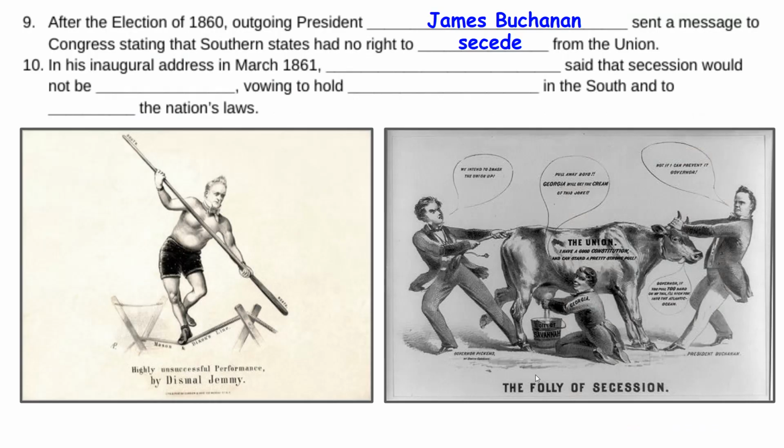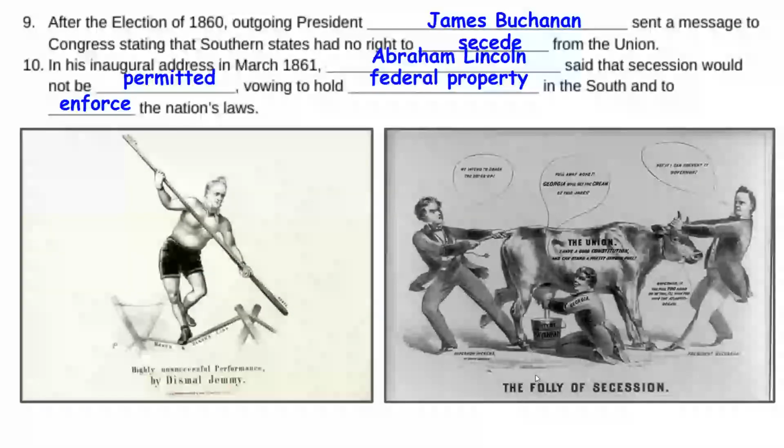Abraham Lincoln is going to be inaugurated in March of 1861, and during his inaugural address, he said that secession would not be permitted, vowing to hold federal property in the South and to enforce the nation's laws. In other words, hey, Southerners, I hear that you're trying to take over U.S. forts in the South, and that's U.S. property. And you better watch out because the U.S. is going to come and try to protect its property.